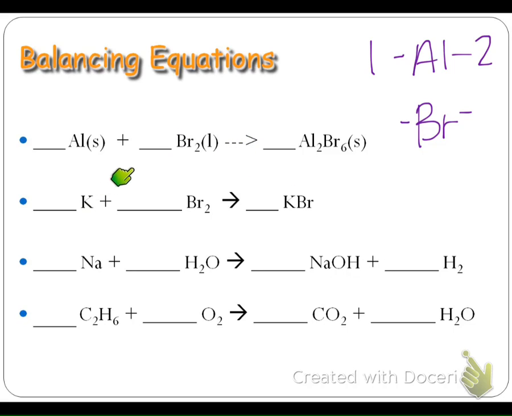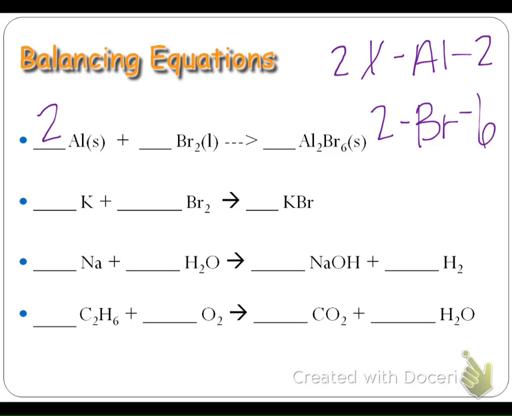Okay, how many bromines on the left? 2, because this is Br2. And bromines on the right side? 6. Okay, so not balanced, right? None of these match up. 1 and 2 and 2 and 6. So how do we go about balancing these aluminums? Yep, 2 on the left side for our aluminum here, which would make this 1 a 2.